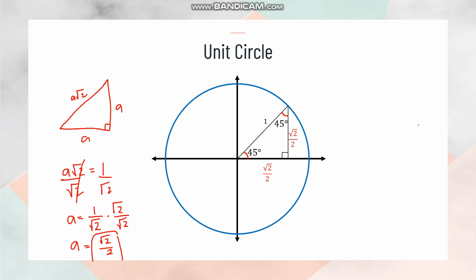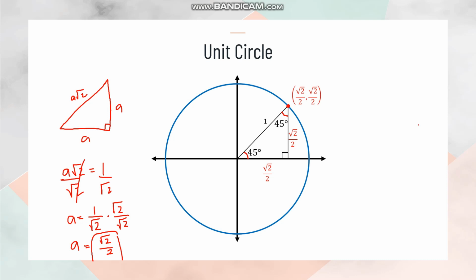Now, after forming the right triangle and getting the legs, we can now identify again the coordinates of this point right here, which is part of the unit circle. Since the legs measure square root of 2 over 2, this signifies our x and y coordinates. So the coordinates of this point will be square root of 2 over 2, square root of 2 over 2. Both the x and y coordinates are square root of 2 over 2.